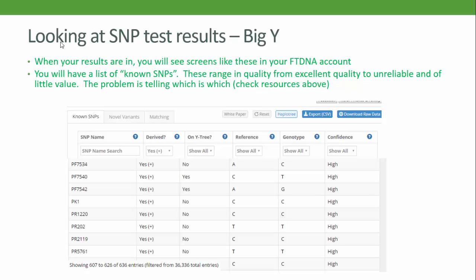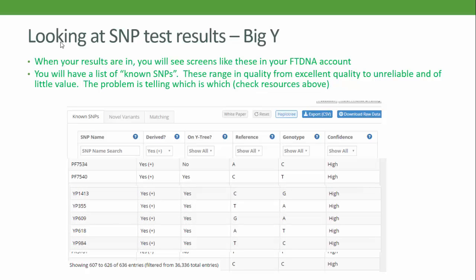This one shows the list of the named SNPs that are positive in your test. Again, watch the warning above because many of these may not be good or reliable SNP calls. We can see here that several of these are marked as no in the column on Y tree. That is not a good sign, doesn't offer confidence that they're of good quality. On the other hand, these ones, all on the Y tree, these ones are all good quality. These SNPs here have all been discovered in Big Y since 2014, and these are known to be good, reliable branch markers.